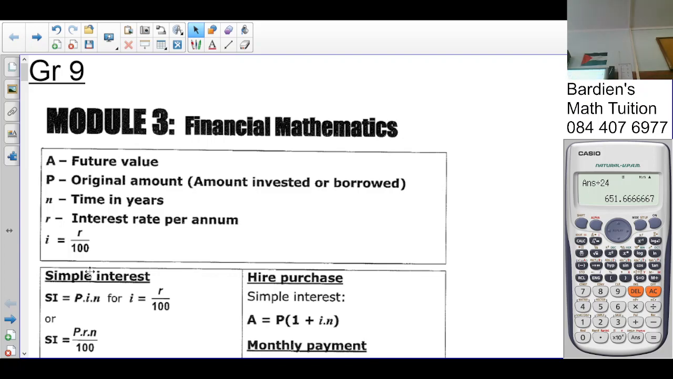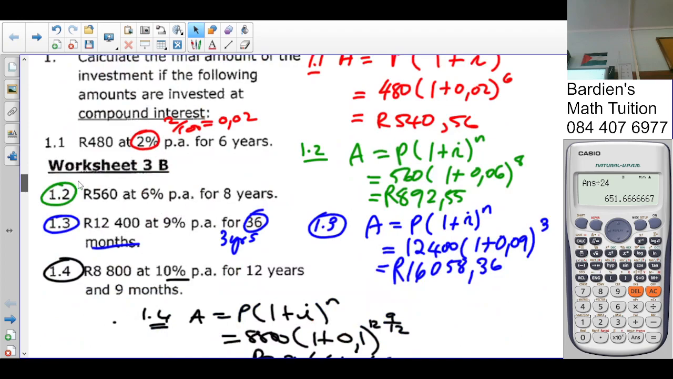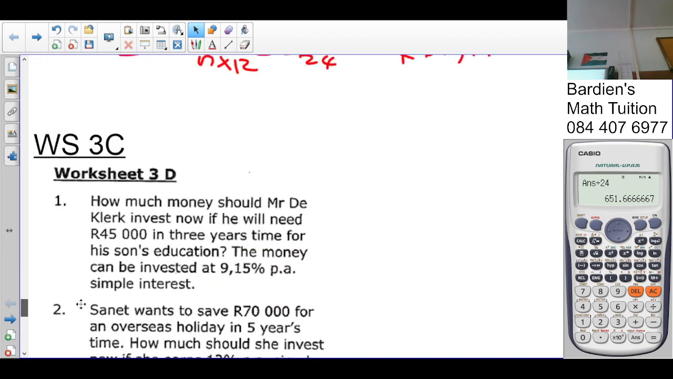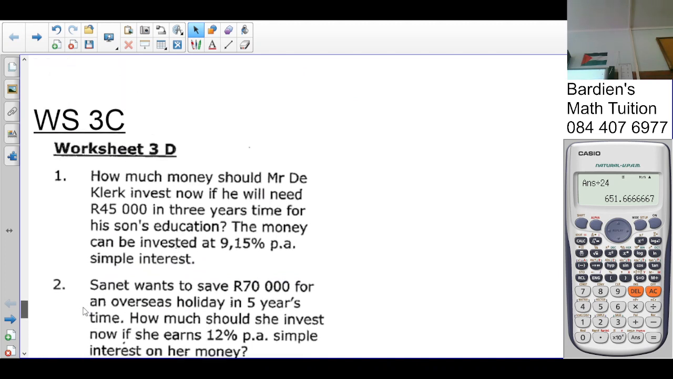Right, good afternoon class. So at this point we're looking at financial maths. It's out of the X Factor textbook. We're looking at 3D.